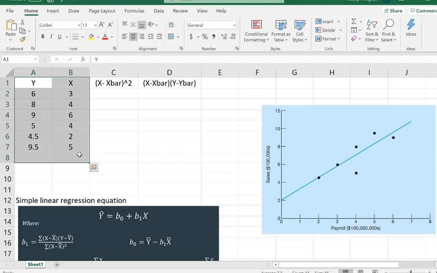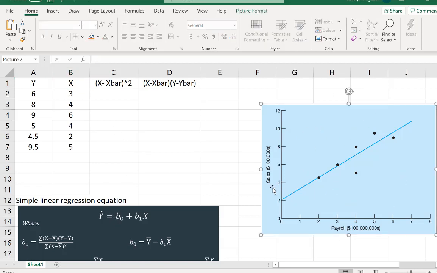Column A is the sales data, and that happens to be in hundreds of thousands of dollars. And column B happens to be the local payroll, which is in hundreds of millions of dollars. So what we want to do is predict what the sales are going to be given a specific amount of payroll. To begin with, I want to look at this blue graph over here.